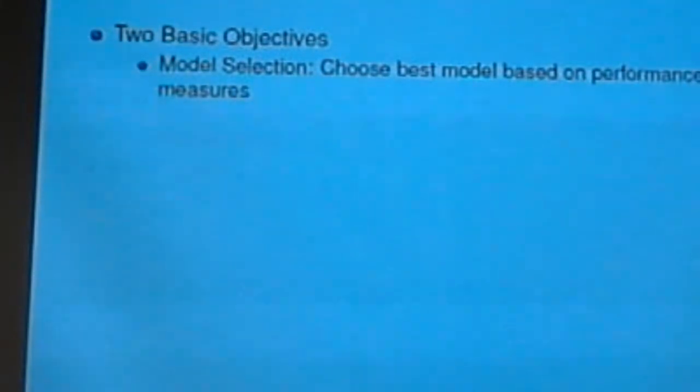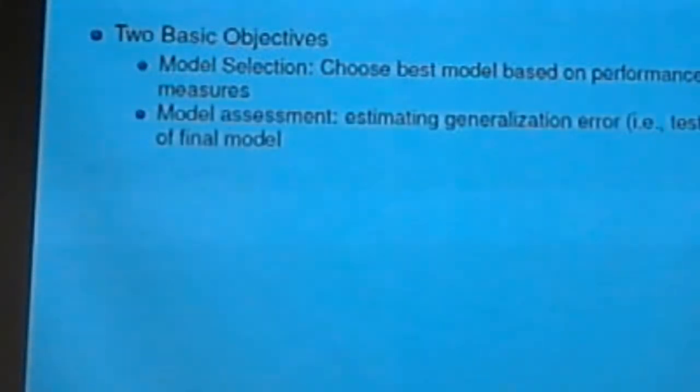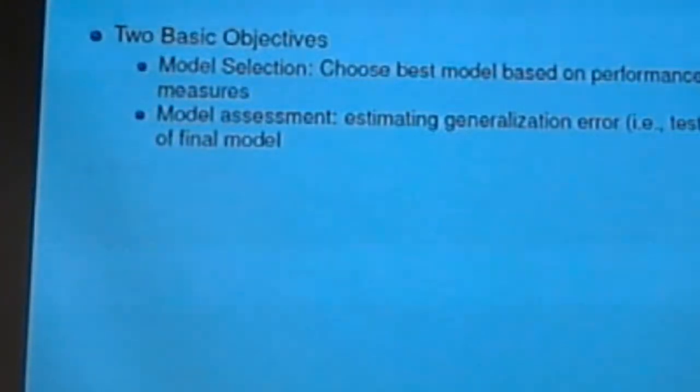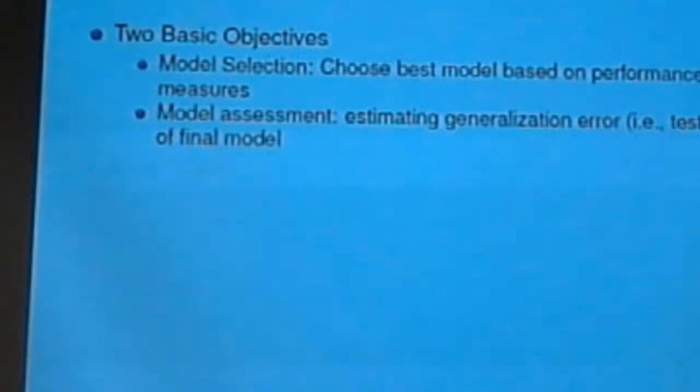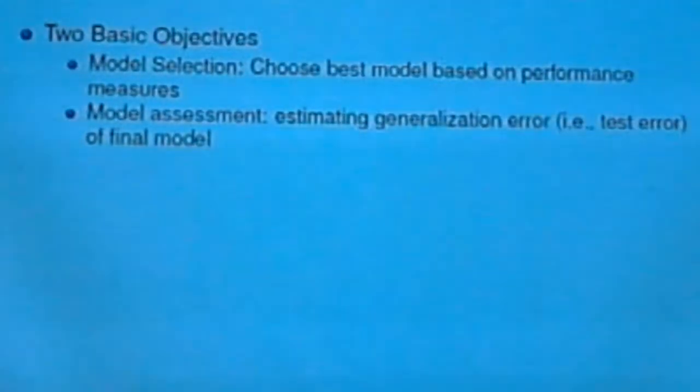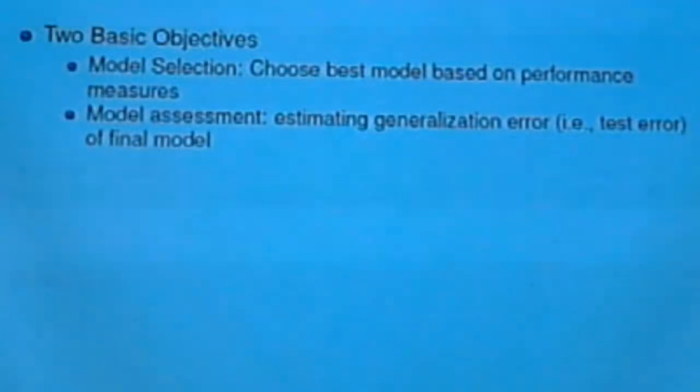For training, validation, and test error, they have two basic objectives. Model selection: you want to choose the best model based on performance measures, and performance measures are computed on the test sample. The model assessment estimates generalization error, so that's the test error of the final model. Model selection and model evaluation or assessment. Okay. See which one is better.